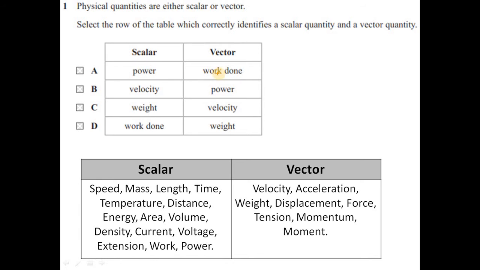Work done, which is also a scalar, this column is wrong, so you cannot choose A. Velocity is a vector quantity, so you can ignore B. C, weight is again a vector quantity, so wrong. So your last choice is D, but you can check that work done is a scalar quantity, so this is correct. Weight is a vector quantity, this is correct, so your option is D.